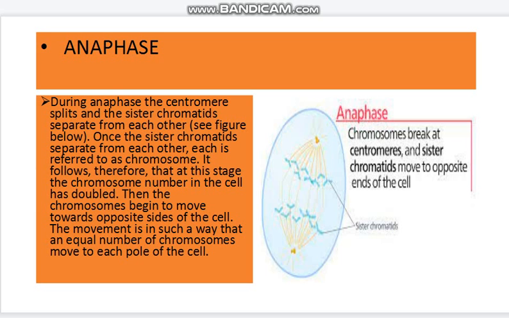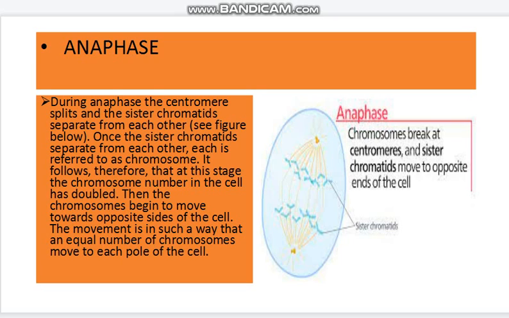Now the third one is anaphase. During anaphase, the centromere splits. Before, it held the chromatids together; now, in anaphase, the centromere splits and the sister chromatids separate from each other. As you can see in the figure, they separate into 2 different groups. Once the sister chromatids separate from each other, each is referred to as a chromosome.